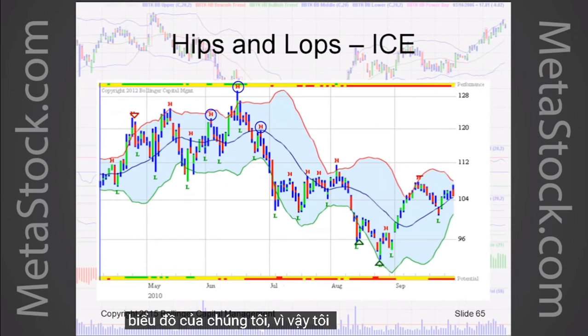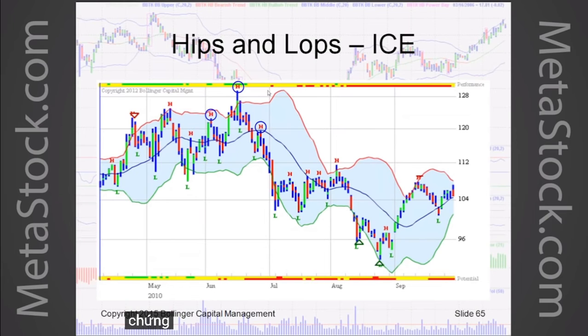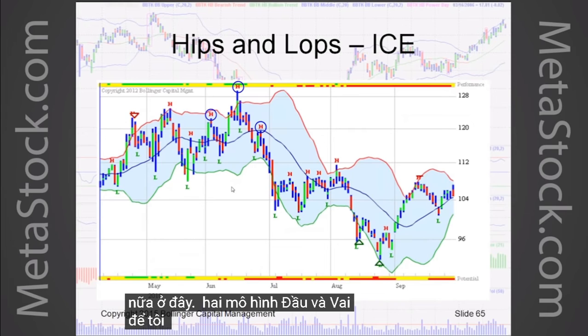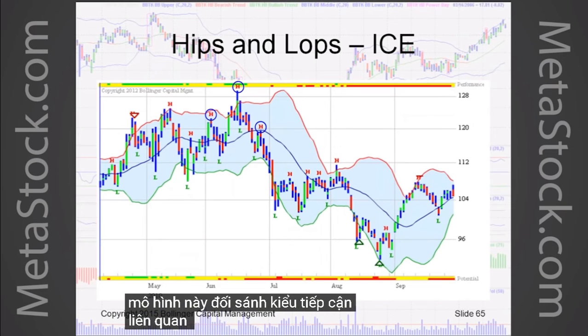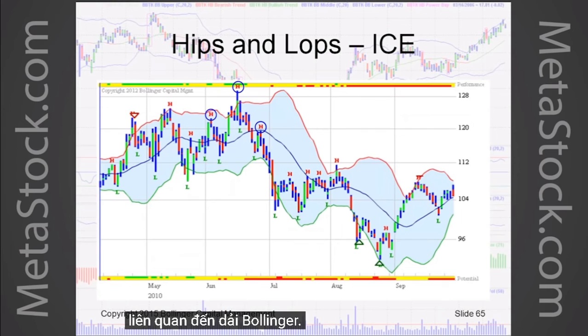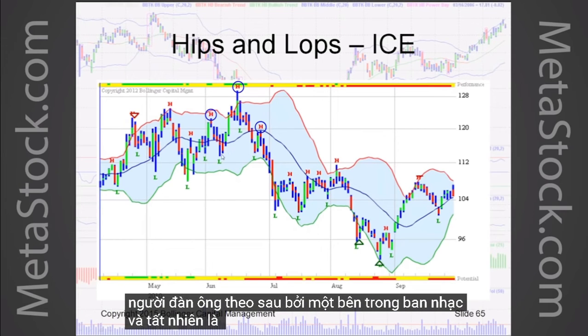So I have one more here. Again, I never would have seen this little head and shoulders pattern develop in here, and I was purposely focused on these 2 head and shoulders patterns so that you can see the value of this pattern matching sort of approach in relation to Bollinger Bands. A head and shoulders pattern, by definition, consists of 3 hips: one inside the band, followed by one outside the band, followed by one inside the band, and of course 2 lops here and here.